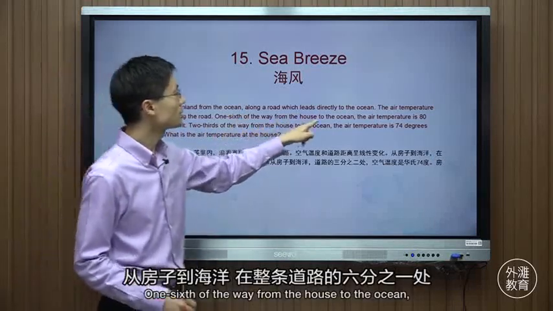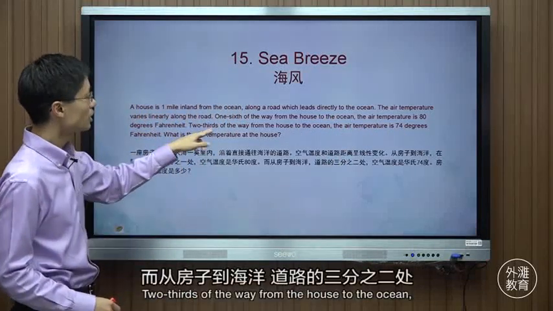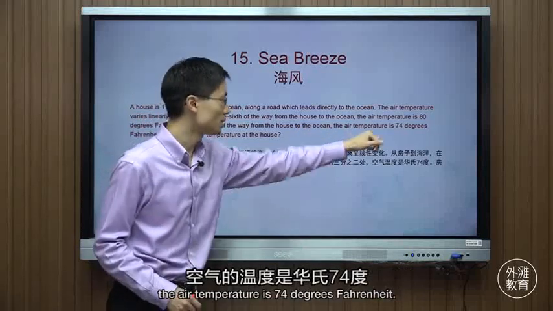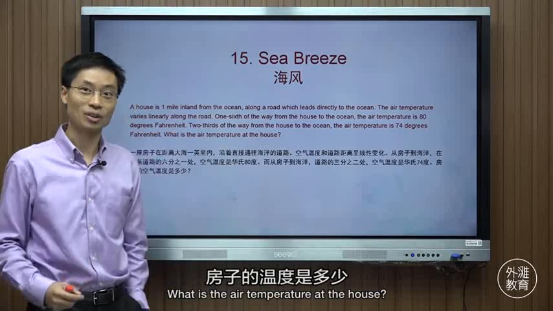1/6 of the way from the house to the ocean, the air temperature is 80 degrees Fahrenheit. 2/3 of the way from the house to the ocean, the air temperature is 74 degrees Fahrenheit. What is the air temperature at the house?